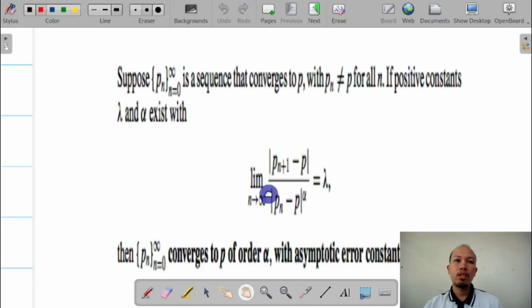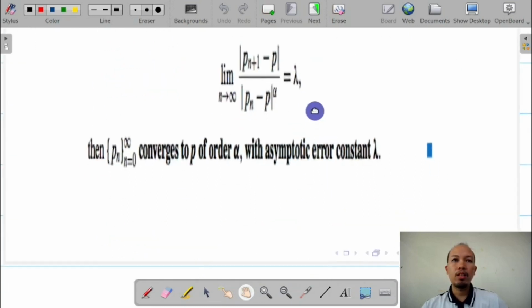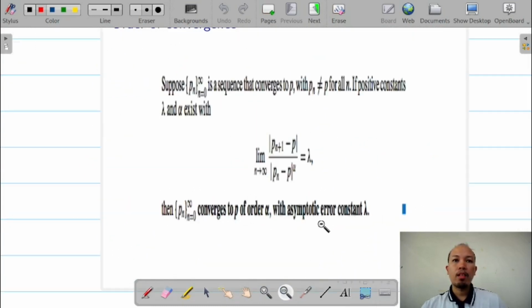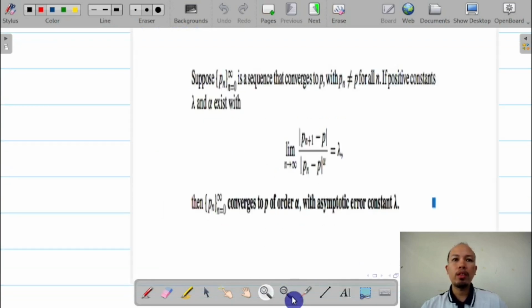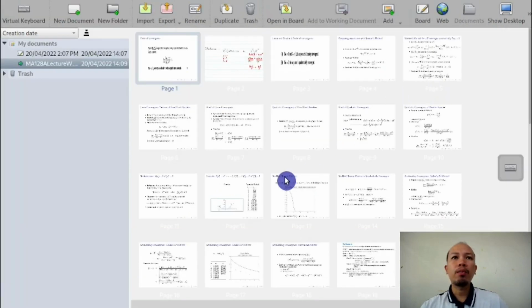restated as finding the limit of this form here. So instead of using definition 24, you can use this definition to determine if the sequence is linear or non-linear, or if you could have quadratic convergence. So this is for restating or a variant of definition 24.